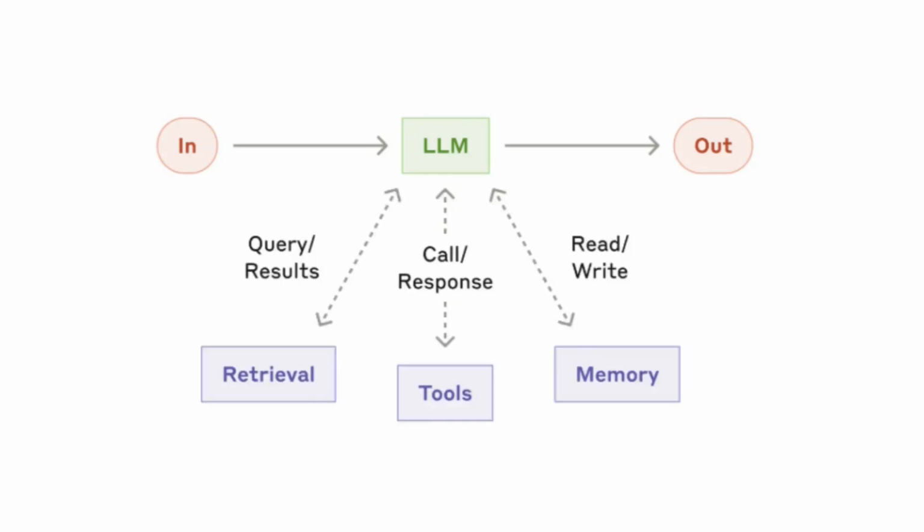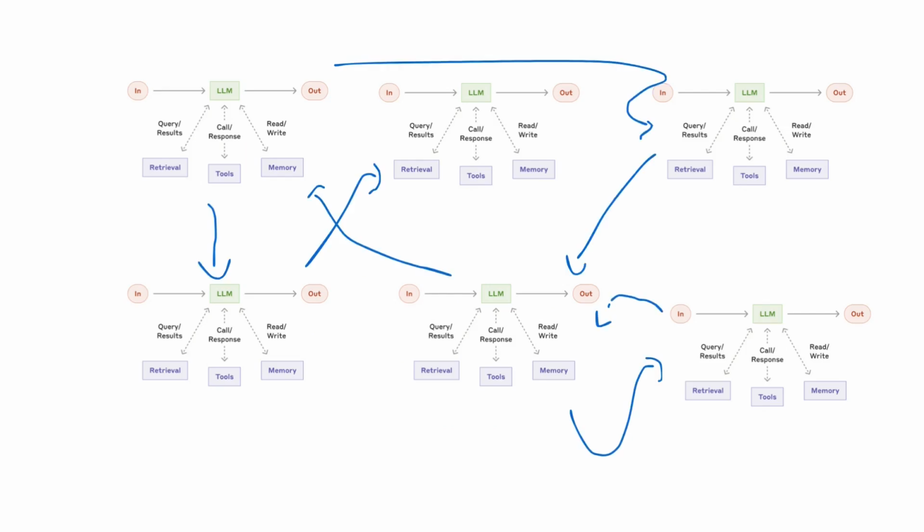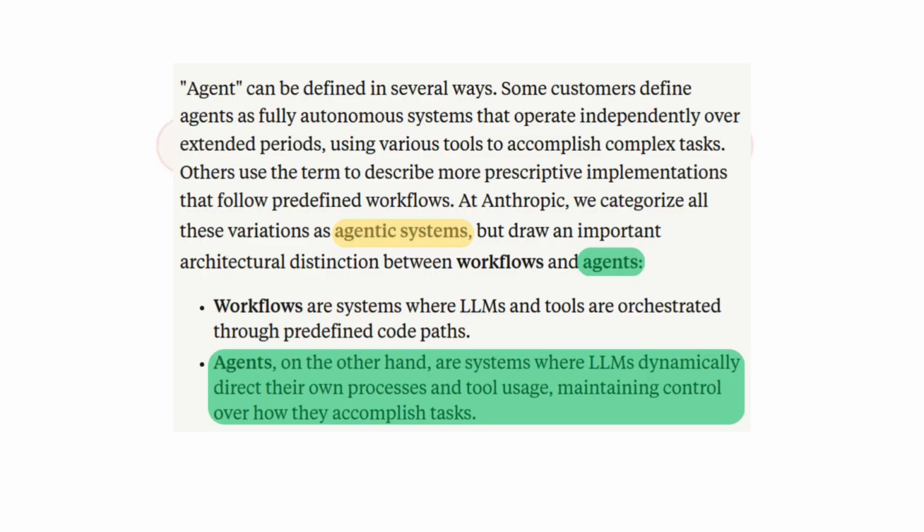When you add retrieval, tools, and memory, it becomes what's called an augmented LLM. In order to have an agentic system, you need multiple of these augmented LLMs together and stitch them up through various combinations of flow of information. An agent is defined as a system where the LLM dynamically directs its own process and tool usage, maintaining some amount of control over how it accomplishes a task.